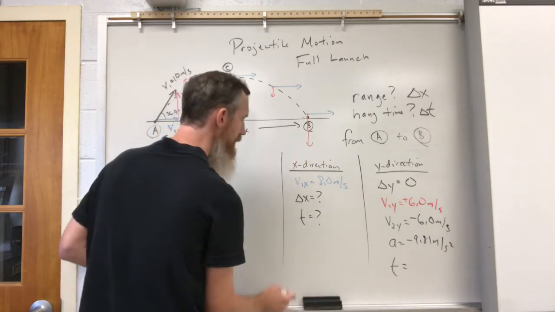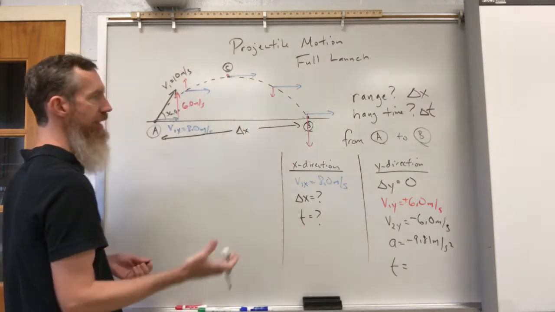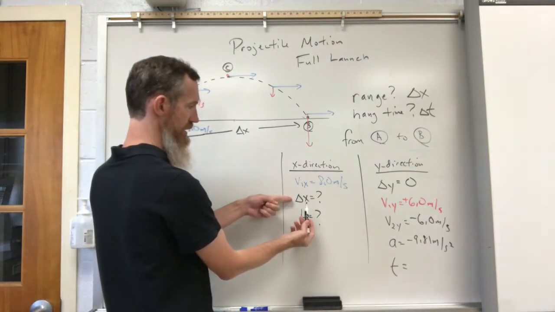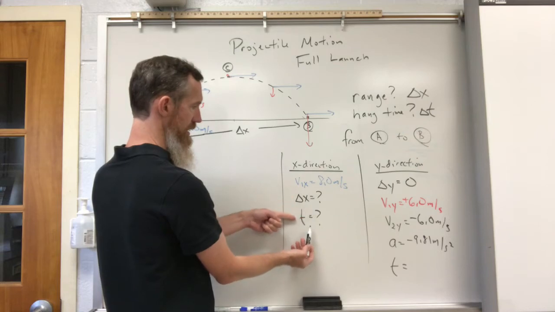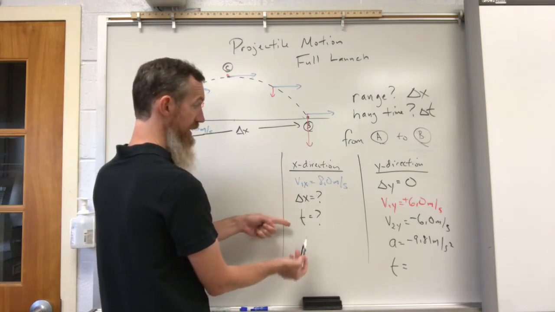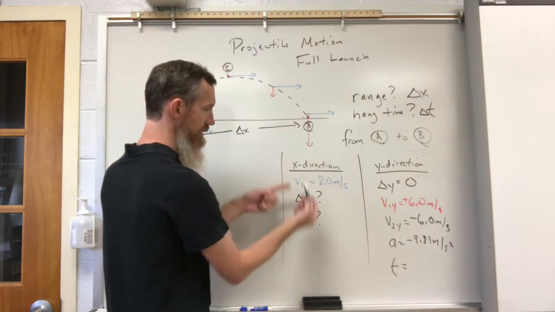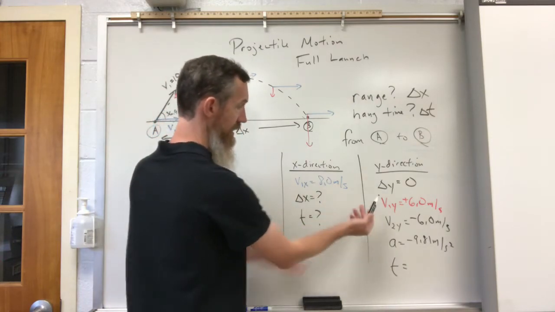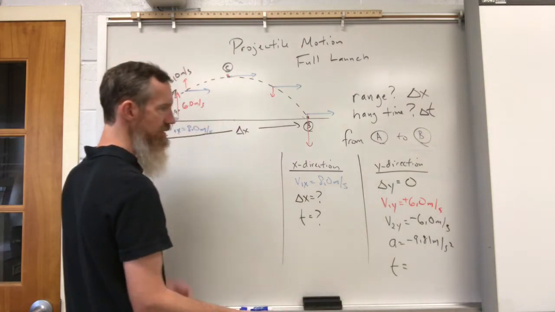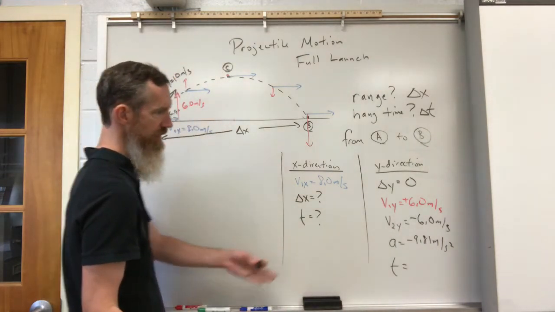Let's look at this. I want to know the hang time, I want to know the range. Well, the range is delta x. Well, I don't know time. I do know velocity, but I don't have enough information here. I need the time, which is the hang time. Okay, well, let's go to the y direction. I have lots of information in the y direction. So we need an analysis that's going to get me time.